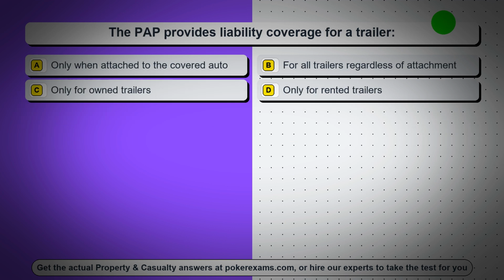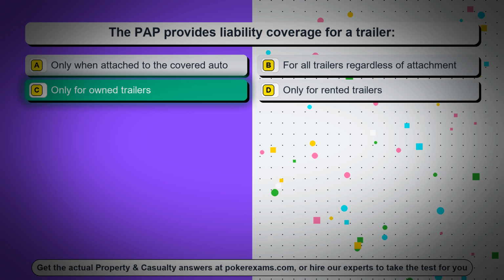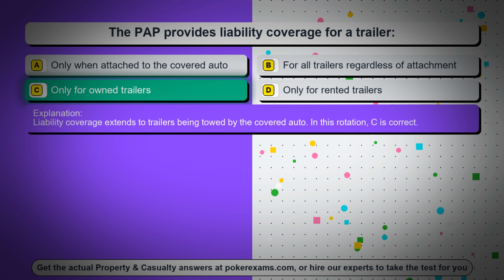Question 46. The PAP provides liability coverage for a trailer. Option A, only when attached to the covered auto. Option B, for all trailers regardless of attachment. Option C, only for owned trailers. Option D, only for rented trailers. The correct answer is option C, only for owned trailers. Liability coverage extends to trailers being towed by the covered auto. In this rotation, C is correct.